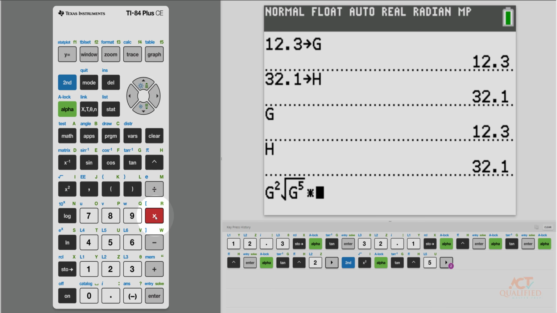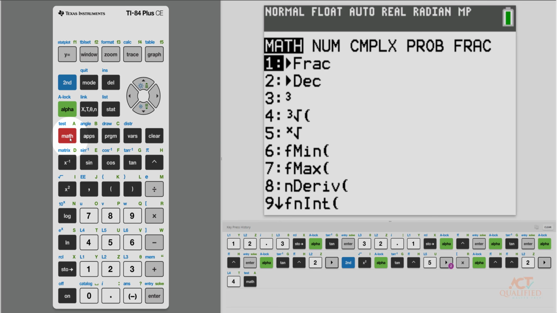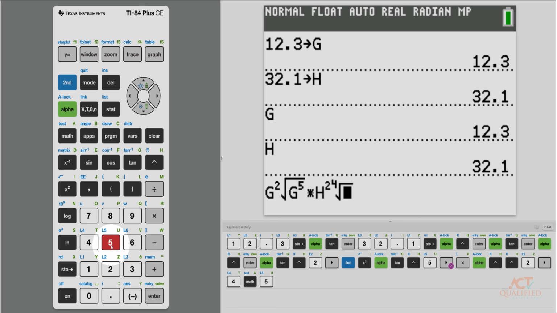Press times. Press alpha, h, caret, 2. Tab right. Press 4. Press Math, select number 5. Press alpha, h, caret, 5. Tab right twice to get from under the radical.